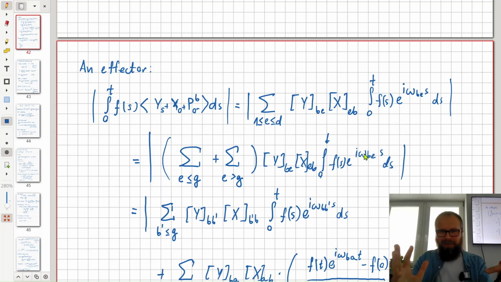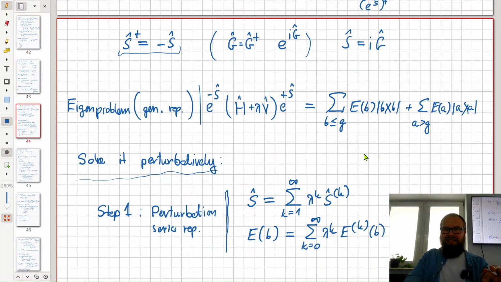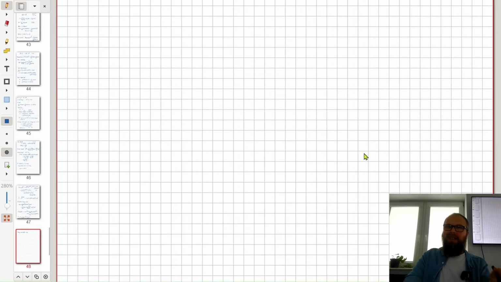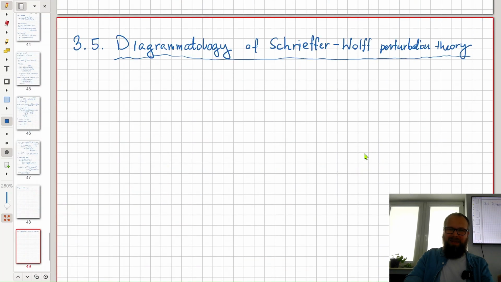So we want an approximation of a transformation that gives us eigenstates and eigenvalues of the perturbed Hamiltonian, so that we can use it to calculate correlation functions of various kinds. Okay? If you have this in mind, that's already a lot, because people get confused about what Schrieffer-Wolff actually does. Is it this or that? But if you have it at the forefront of your mind that correlation functions are the thing, then it makes more sense what we are doing.